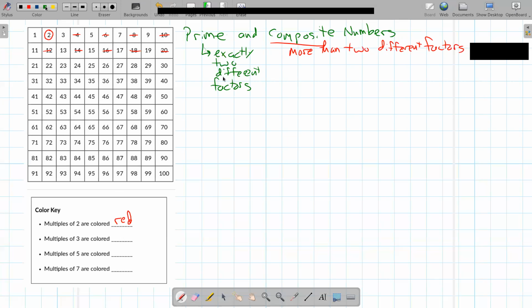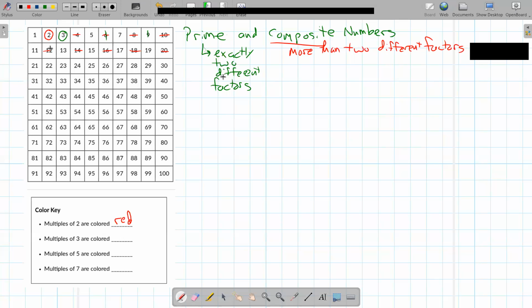Once I'm done with the 2's, 3 is the next number on my list. I'm going to switch to green, and I'm going to circle 3 because it's special. And then multiples of 3, I'm going to cross out. I'm going to use green. I'm just going to go a different direction. So 6, 9. Now 6 was already crossed out, but I'm crossing it out anyway again. 9's the first number 3 gets to cross off the list.